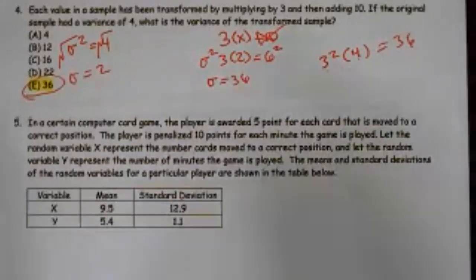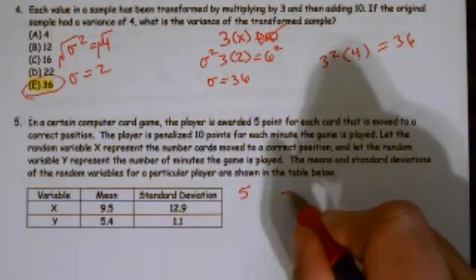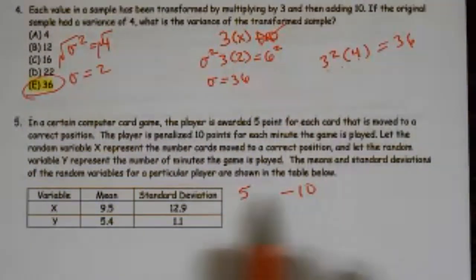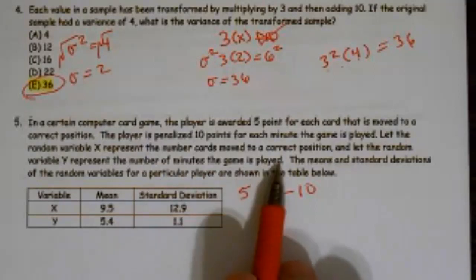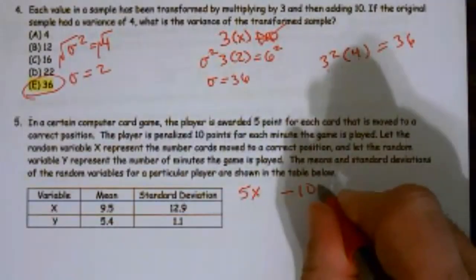So now we're going to go to transforming random variables, and that's going to set us up for our first FRQ here shortly. So in a certain computer game, the player is awarded 5 points for each card that is moved to a correct position. The player is penalized 10 points for each minute the game is played. So we have 5, that's a positive, but we also lose 10 for each minute. So let the random variable x represent the number of cards moved to the correct position, and let the random variable y represent minutes. So we have 5x minus 10y.